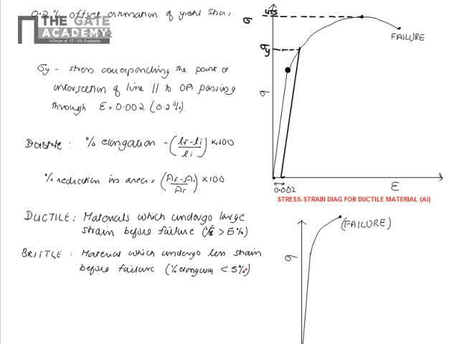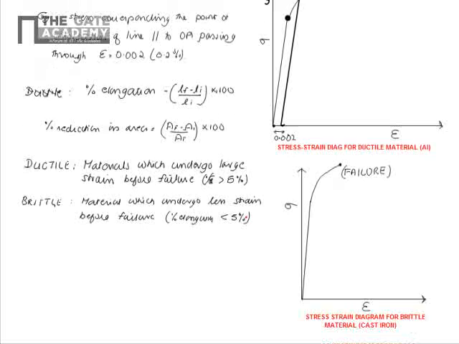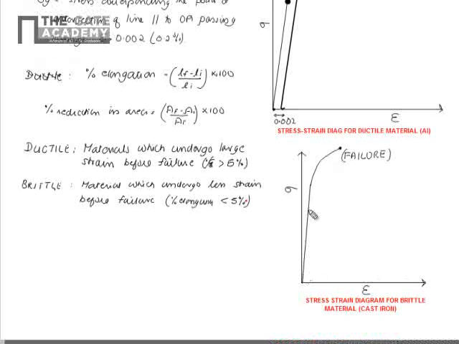For brittle materials, we can see that there is no yield point. The stress just keeps on increasing with the strain, and at one point of stress it just fails without any indication. Therefore, since brittle materials do not give any indication of failure, they are not preferred for structural members.